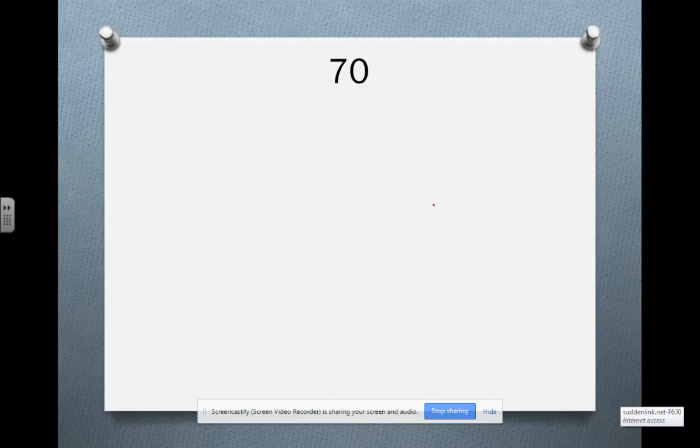My next example is 70. So when I see 70, of course, I know it's a composite number. And one of the ways that we start to think, okay, is this a composite number? Is it an even number? If it's an even number, you know that it is going to be a composite number because 2 is a factor of it. The only exception to that is the whole number 2.